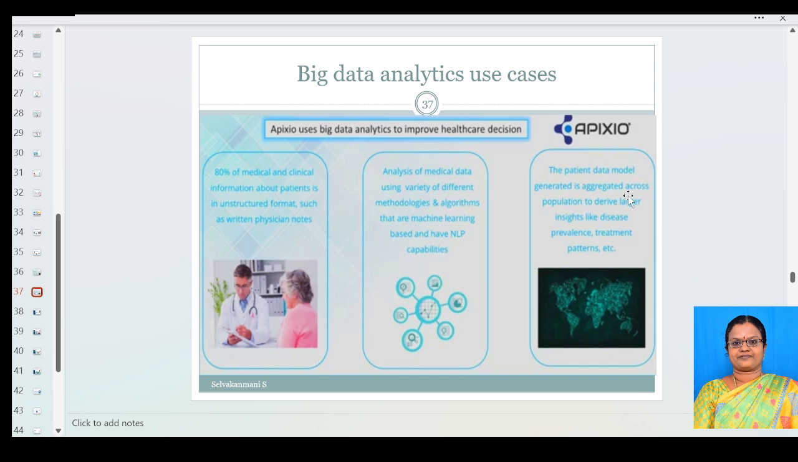So 80 percent of the medical and clinical information about patients is in unstructured format. So for analysis of this medical data, a variety of methodologies and algorithms are applied, that are machine learning based and have NLP capabilities. The patient data model generated is aggregated across the population to derive larger insights like disease prevalence, treatment patterns, etc. So APIXIO is like a forum, and it started giving healthcare decisions to the persons who were joining that forum.